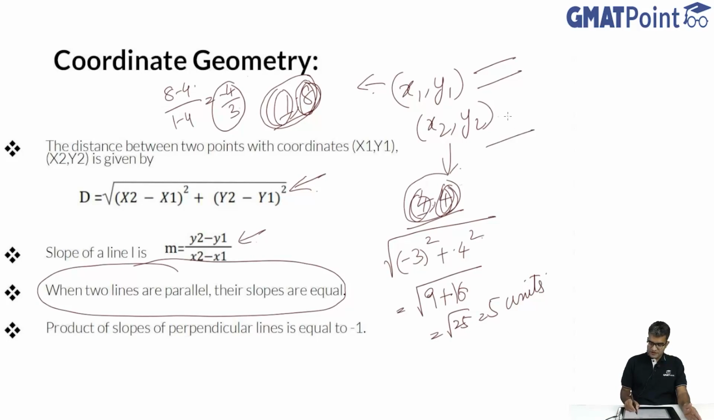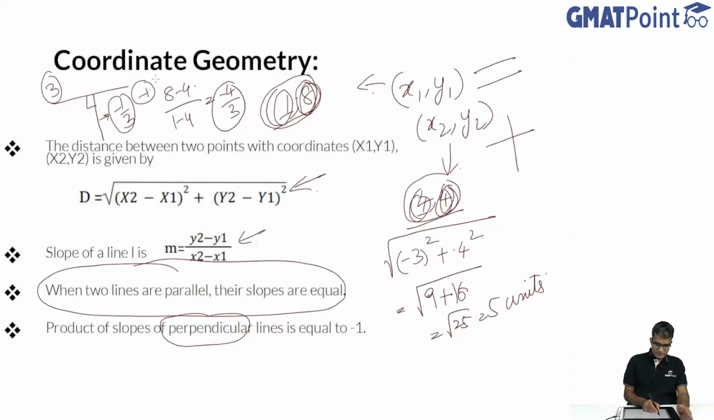And if the slopes of the 2 lines, if you multiply them, if the product is equal to minus 1, then the lines are perpendicular. That is, if you are told that there is one line, the slope of this line is 3, and there is another line which is perpendicular to it, what is the slope of this line? The slope of this line will be minus 1 by 3. Because the product of 3 and minus 1 by 3 has to equal minus 1.